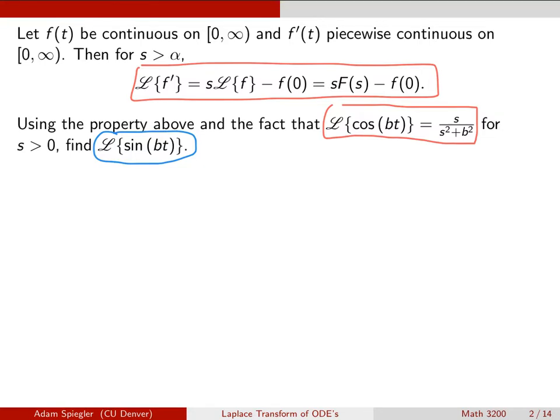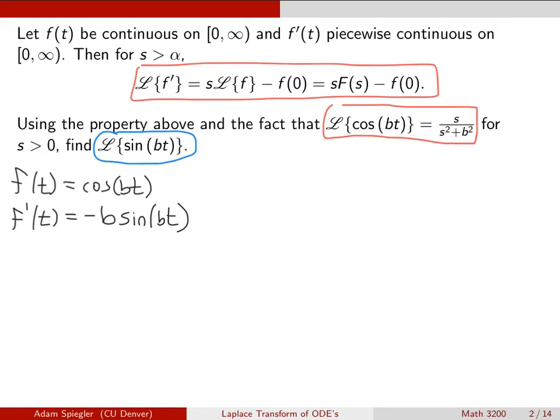Okay, so for example then, we can set our function f of t, in this case, to be the cosine of b of t. And f prime of t isn't exactly the sine of b of t, but it's just off by a constant. So we would get minus b times the sine of bt. So in other words, the sine of bt is just equal to the derivative of f times minus 1 over b. So we could factor that minus 1 over b out.